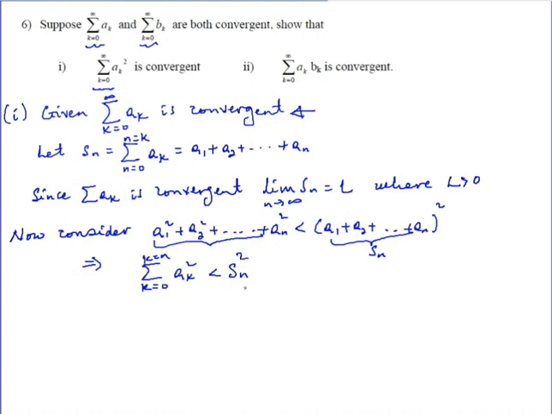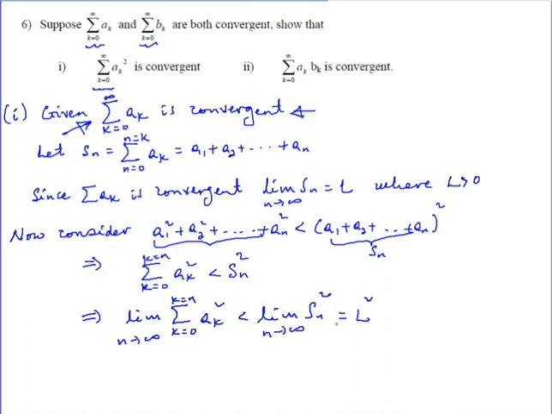So we know this fact. Since this series is convergent, we can have limit on both sides. The limit of this partial sum k starting from 0 to n ak square as n approaches to infinity is less than the limit of Sn as n approaches to infinity. This is L square. Okay, ከዚህ ምን observe እናደርጋለን? This limit is less than L square.